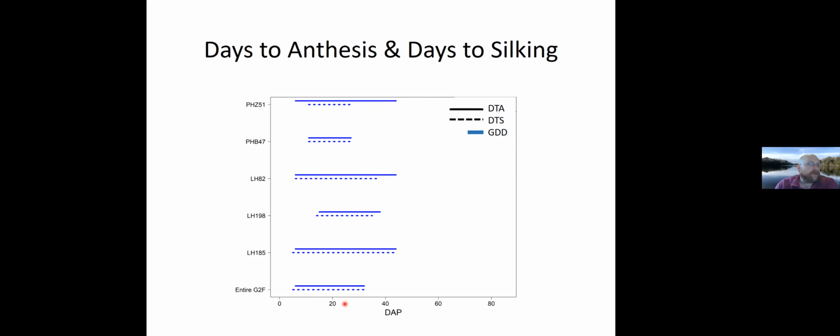What's also encouraging is that it appears that these windows of time overlap with the V6 stage of development, which is a particularly important time in corn growth. It's when corn is transitioning from vegetative to floral growth. But we cannot definitively say that, since that was not phenotyped in the population, but it is just encouraging that it occurred in this time.